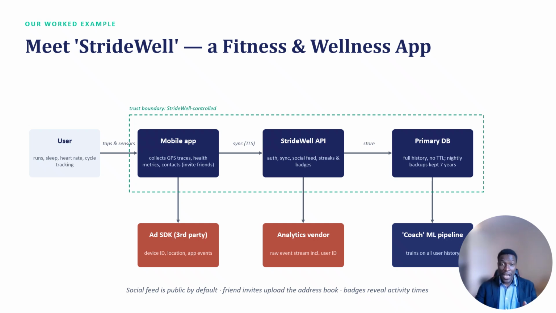Now, how does the Stridewell application work? The user's phone collects GPS tracks. So as you can see on the first side where you have the user, it collects GPS traces and health metrics, including things like heart rate, cycle tracking, and so on. We also have a feature where users can invite their friends, where the system has access to the device's address book. The mobile app syncs to the Stridewell API.